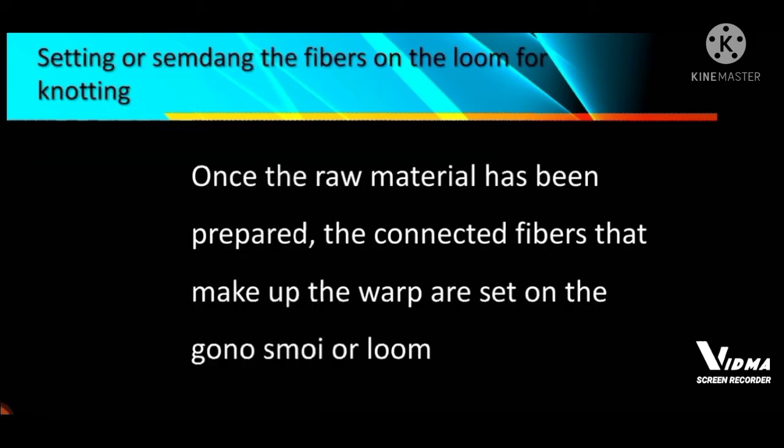So the third step is setting or sim down the fibers on the loom for knotting. Once the raw materials have been prepared, the connected fibers that make up the warp are set on the gumusumoy guno, or loom. This special loom is composed of a comb-like wooden frame with teeth pointing upwards to preserve the fibers' length and silkiness.